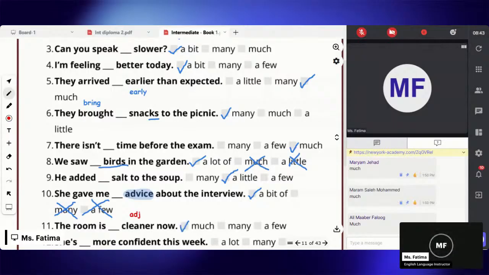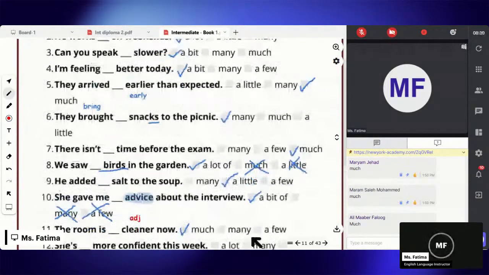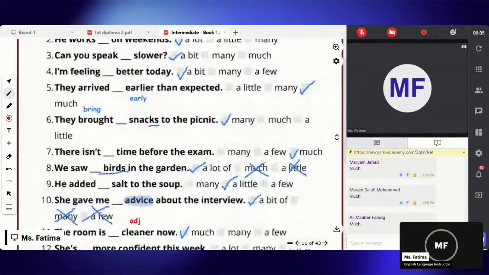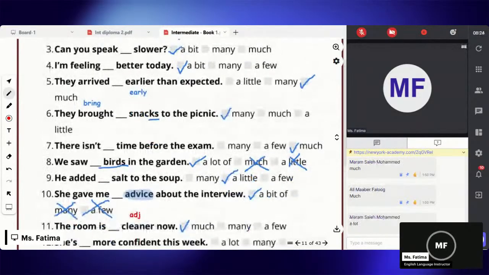Okay. 12. She is more confident this week. She's a lot more confident. She's many more confident. Or she's a few confident. What do you think? Confident again is an adjective. Again, an adjective is not countable or uncountable. What do we use with adjectives? Yes, confident is an adjective. Great. So we say she is a lot more confident, many more confident, or a few more confident.